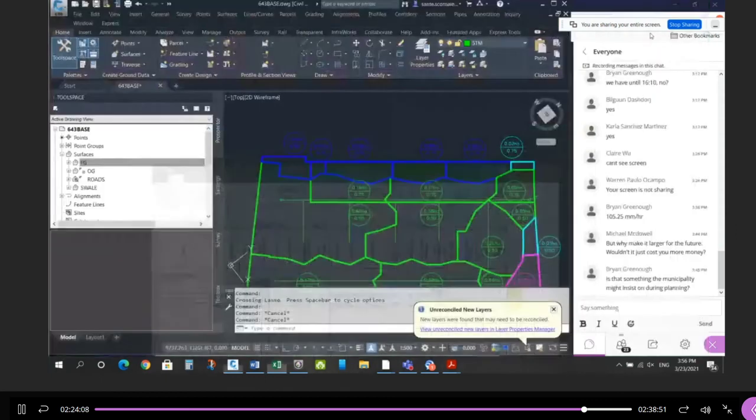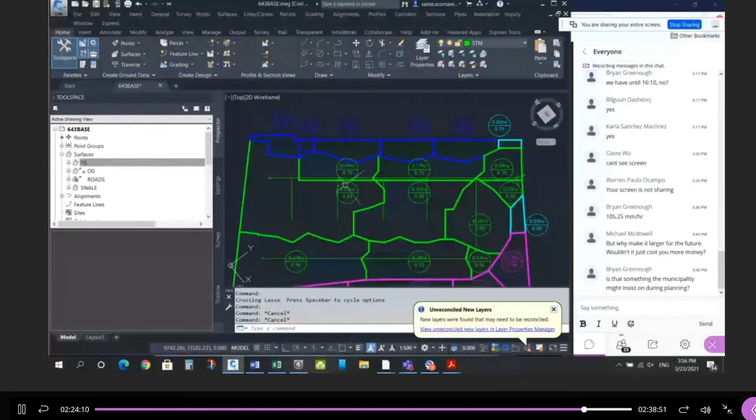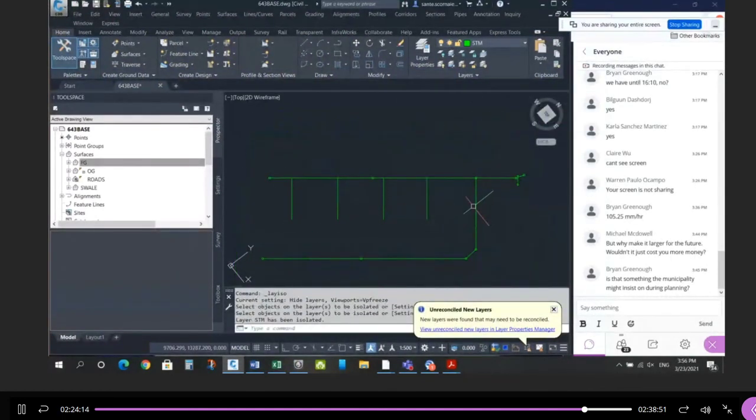And again, the numbering scheme, since we're here, I'm going to isolate this layer. The numbering scheme for here is just like the sanitary. We're going to start at the bottom and work our way up. So let me just redraw this and discuss this. And I think we did this. So I just redrew this.